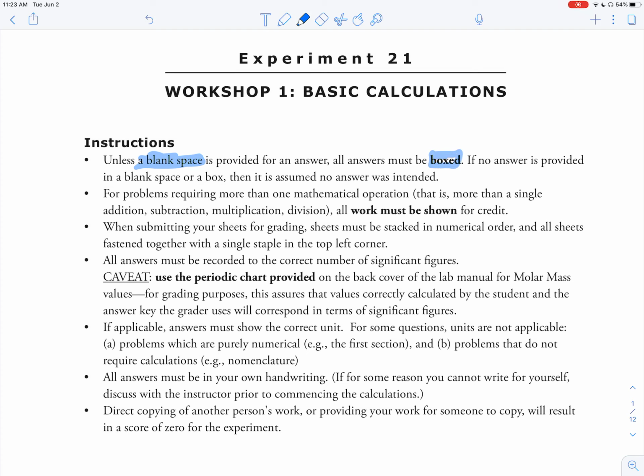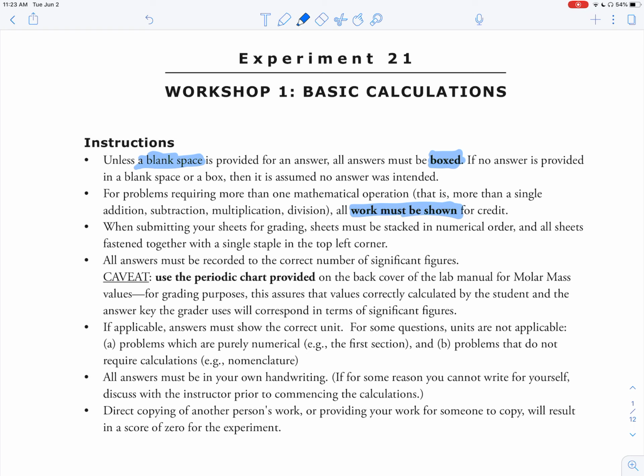Make sure you also box your answers if there's no line provided, so I know where to look for your answer. Another thing is that you need to make sure you show all of your work. Just writing an answer down on a problem that has a large space for you to show your calculations won't work; I will count that wrong. So make sure you show your work.